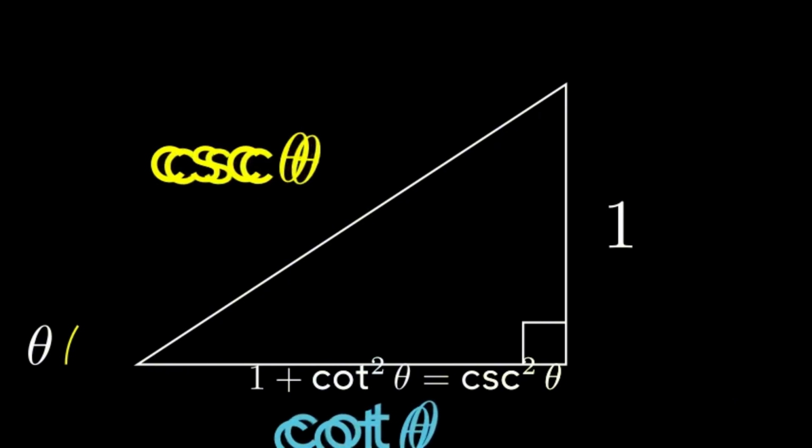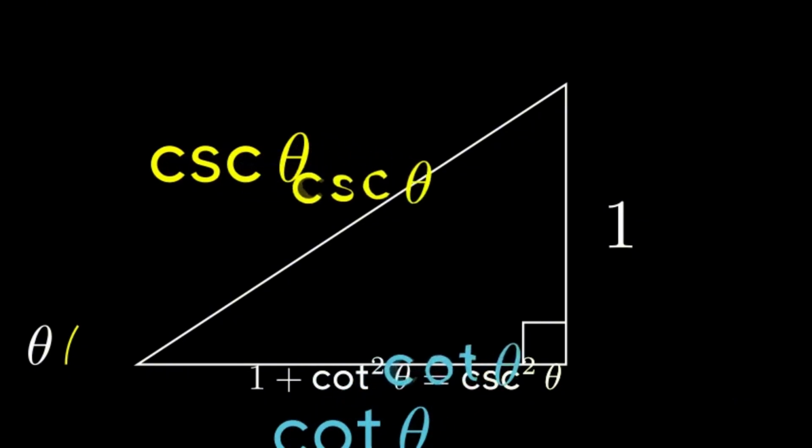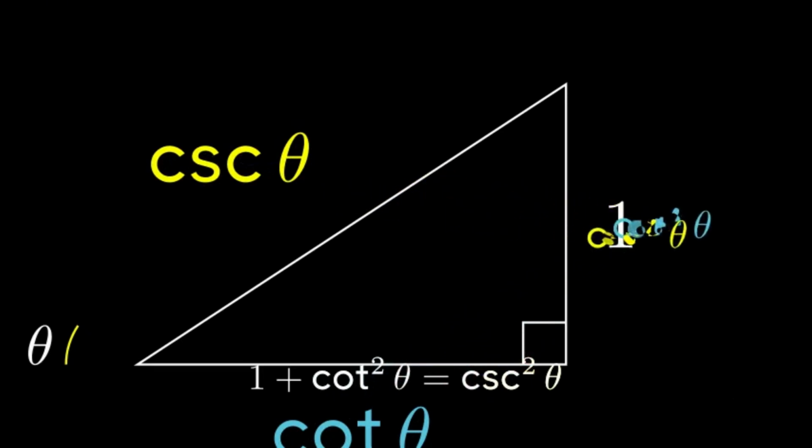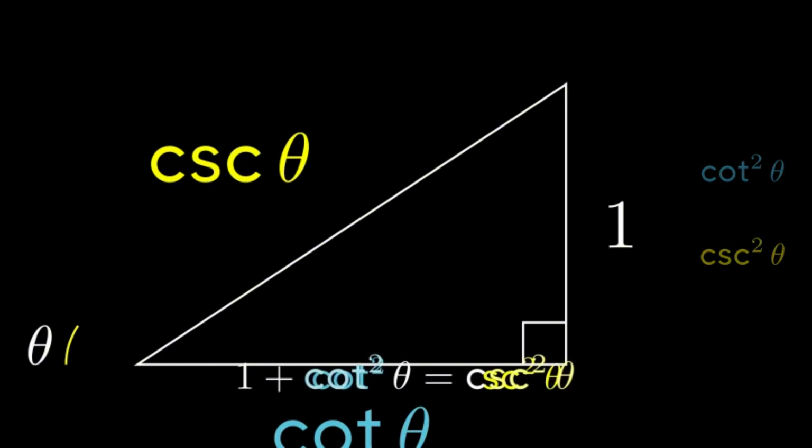Applying the Pythagorean theorem to this triangle, we get that the square of the opposite side plus the square of the adjacent side equals the square of the hypotenuse. Since the opposite side is 1, that gives us 1 squared plus cotangent squared theta equals cosecant squared theta. And that's our cotangent identity. 1 plus cotangent squared theta equals cosecant squared theta.